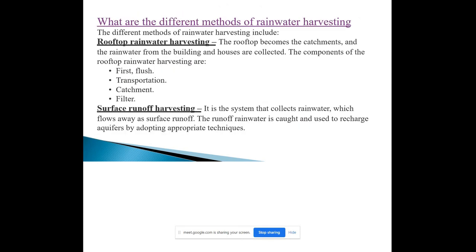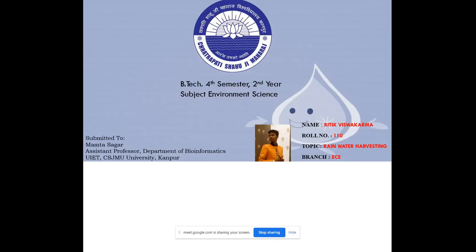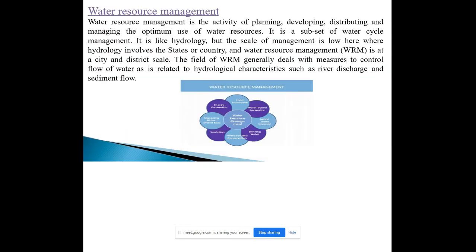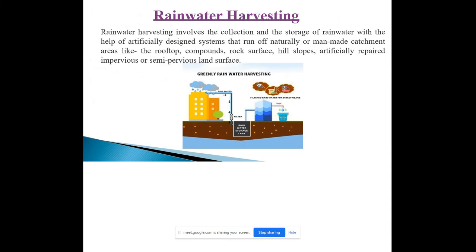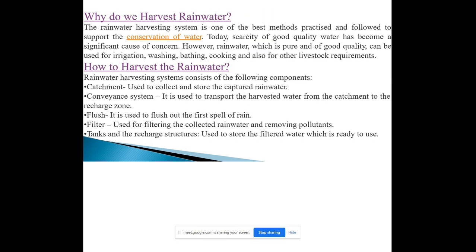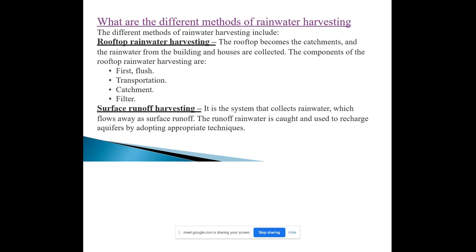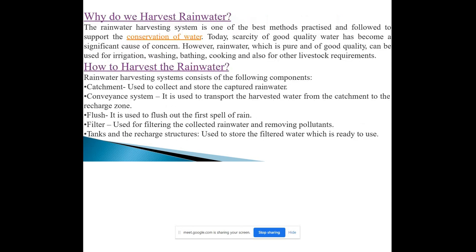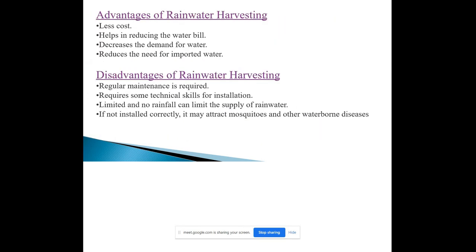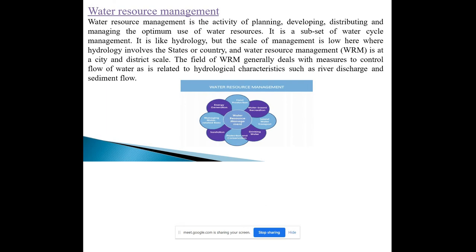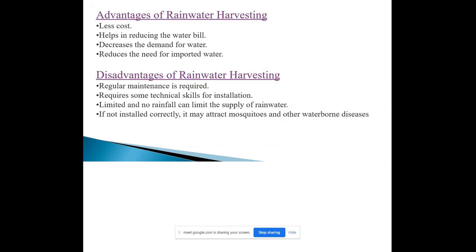So what are the different methods of rainwater harvesting? The different methods of rainwater harvesting include rooftop rainwater harvesting and surface runoff harvesting. Rooftop rainwater harvesting: the rooftop becomes the catchment and the rainwater from building houses is collected. The components of rooftop rainwater harvesting are flush, transportation, catchments, filter, etc. Surface runoff harvesting: it is the system that collects rainwater which flows away as runoff. The runoff rainwater is caught and used to recharge aquifers by adopting appropriate techniques.